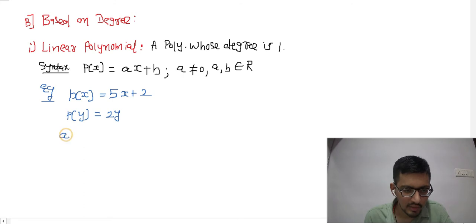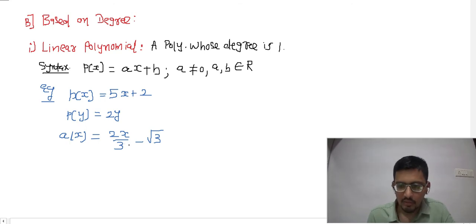Let me write one more example. A of x, okay, a of x is equal to, for example, I am writing 2x by 3 minus under root 3. This is a linear polynomial. Yes. How to check whether it is a linear polynomial? Just see the power of the variable. What is the variable here? X, whose power is 1. Yes, it is called a linear polynomial.